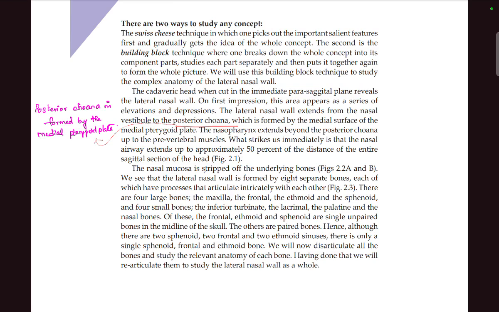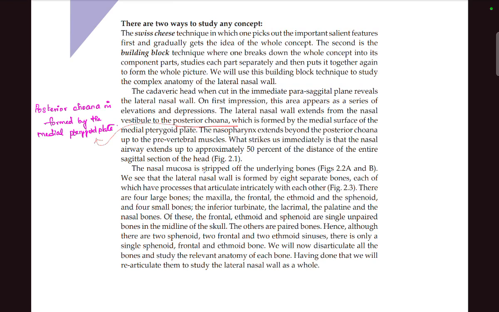The cadaveric head, when cut in the immediate parasagittal plane, reveals the lateral wall of nose. On first impression, this area appears as a series of elevations and depressions. The lateral nasal wall extends from the nasal vestibule to the posterior choana, which is formed by the medial surface of the medial pterygoid plate. The nasopharynx extends beyond the posterior choana up to the prevertebral muscles.